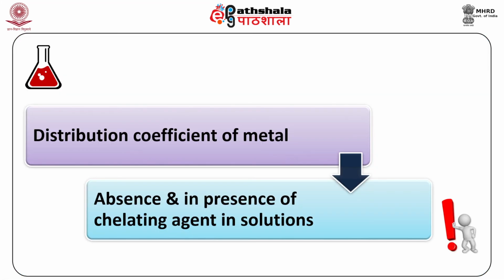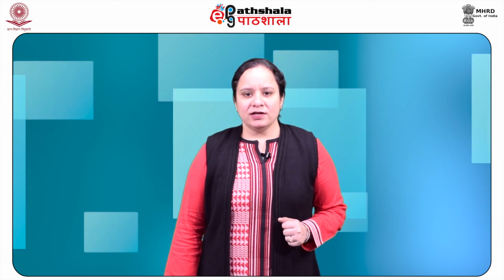The distribution coefficient of the metal is determined in the absence as well as in the presence of the chelating agent in solutions of matching ionic strength. The stability constant can then be determined from the equations discussed. Fornes has developed a method of treating data from ion exchange experiments which permits the calculation of successive formation constants, including those of cationic species.